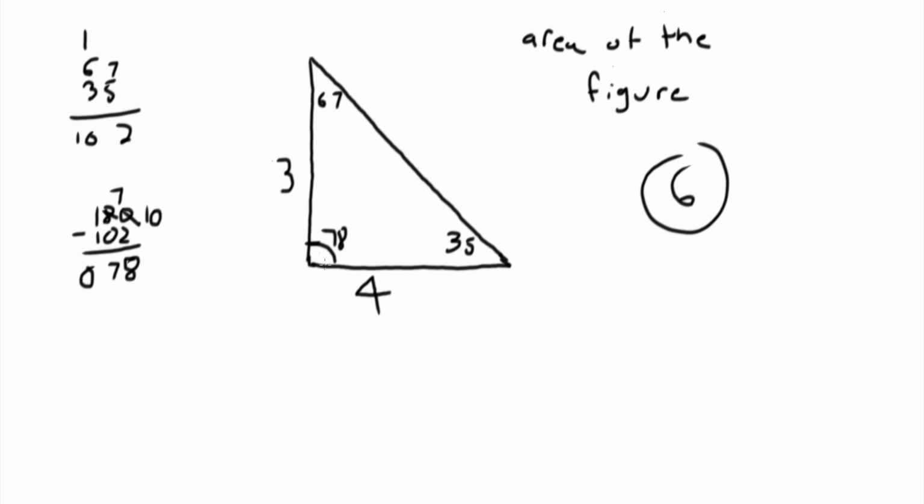Even though it has sides 3 and 4, you might say, oh, 3, 4, 5 triangle. But no, this is 78 degrees. So we can't assume that it's a right angle. And if we say the answer is 6, we get the answer incorrect.